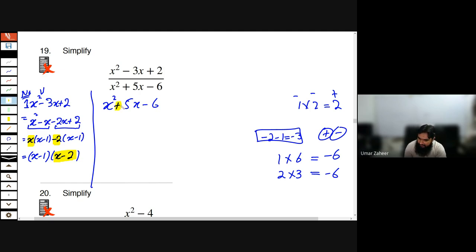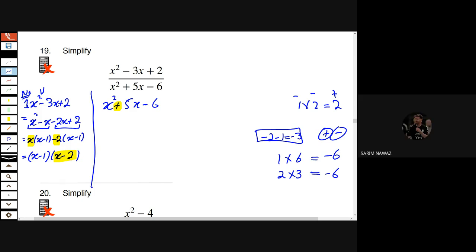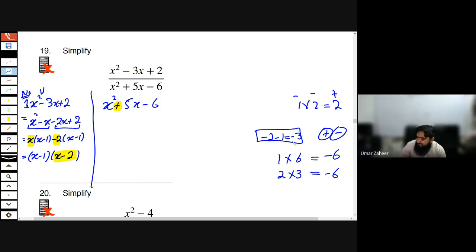We have to look at the middle term, which has a positive sign. Does the bigger one have a positive sign or the smaller one? Yes, Salim? The bigger number, because after adding, we need a positive sign. So 6 is positive and 1 is negative. 3 is positive and 2 is negative. Which pair is the suitable one? Minus 1 plus 6 is the suitable one, or minus 2 plus 3?